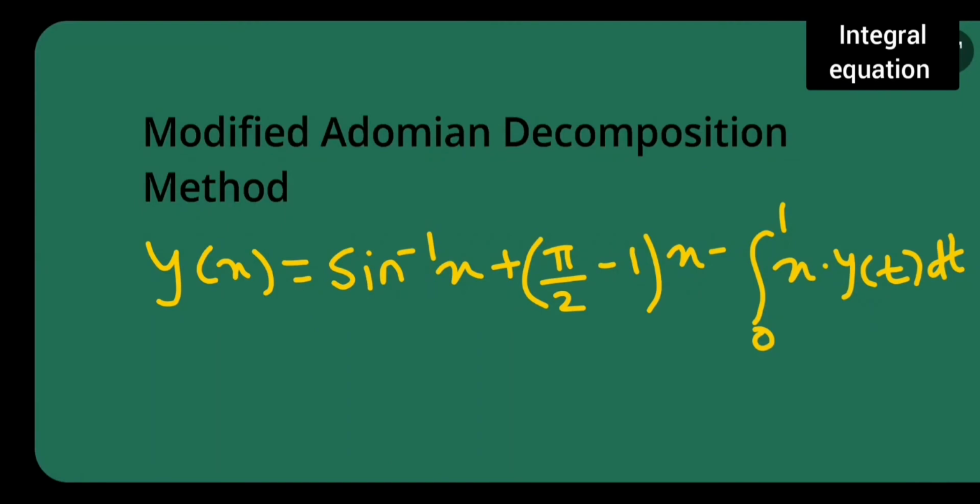Today's problem is the modified Adomian decomposition method. y(x) = sin⁻¹(x) + (π/2 − 1)x − ∫ from 0 to 1 of x·y(t) dt. So today we are going to do the modified Adomian decomposition method.